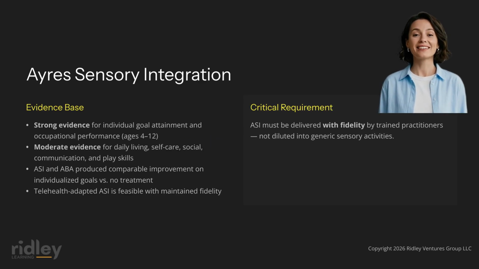Let's now turn to Ayres Sensory Integration, commonly abbreviated ASI, which is delivered with fidelity, meaning adherence to the defined intervention protocol. ASI is now supported by strong evidence for individual goal attainment and occupational performance in autistic children ages 4 through 12. Acuna and colleagues' 2025 systematic review published in the American Journal of Occupational Therapy synthesized 5 randomized controlled trials, 4 at level 1B, of ASI delivered with fidelity.